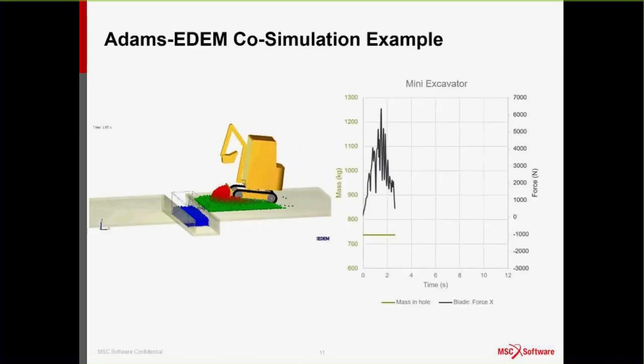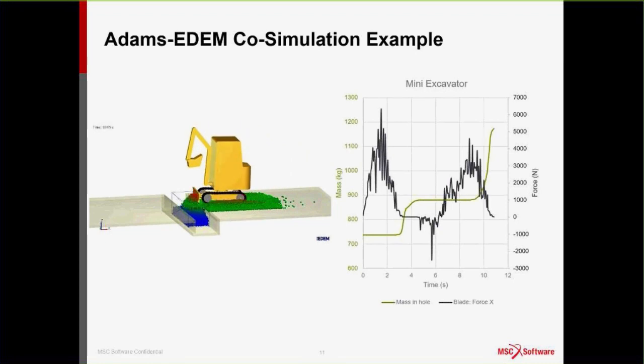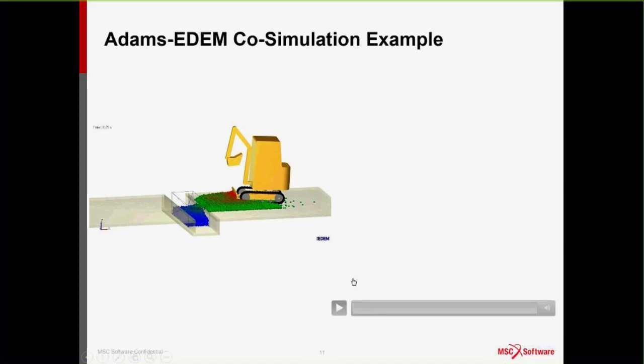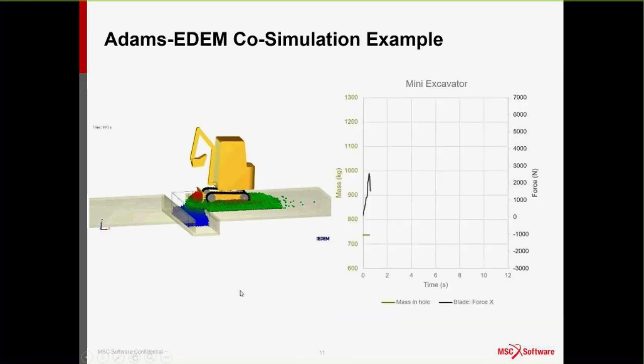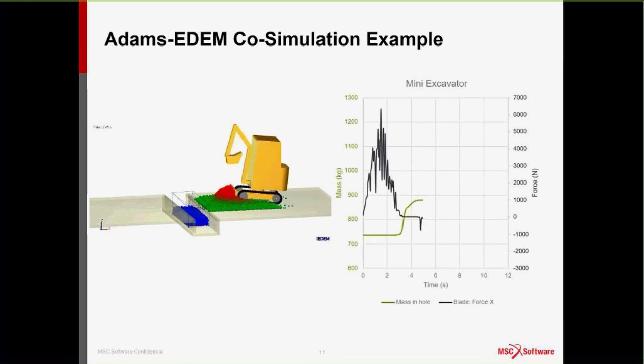Here's another example model showing a mini excavator here rolling with a bulldozing blade on the bottom there, pushing through this pile of material, and what we're plotting over on the right side was the material, the force on the blade, and then the mass of material that's actually in the hole.